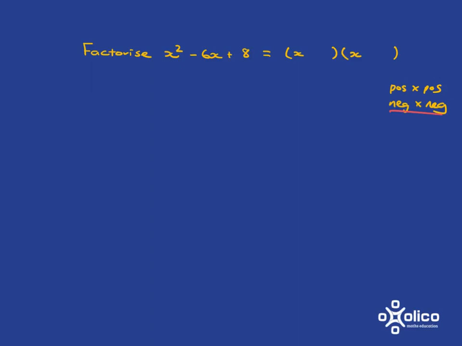Let's start with 1. So negative 1 multiplied by negative 8 gets me to 8. Then go to 2. Well, it's negative 2 multiplied by negative 4, which gets me to 8. 3 doesn't go into 8. 4, well, we've already dealt with 4, so we can stop there. Now all we have to look at is which of these add up to negative 6, and that should be easy enough to see. It's negative 2 and negative 4, and so in here we'll get negative 2 and negative 4.